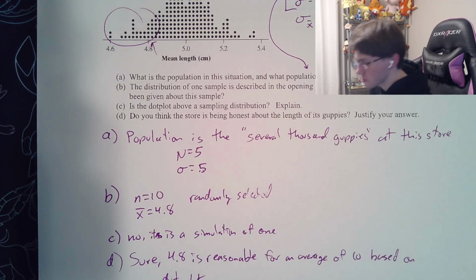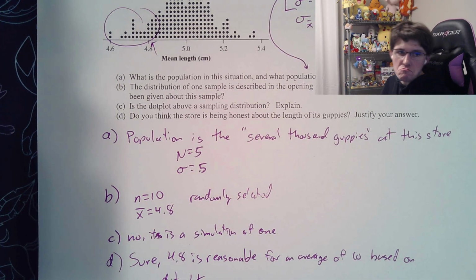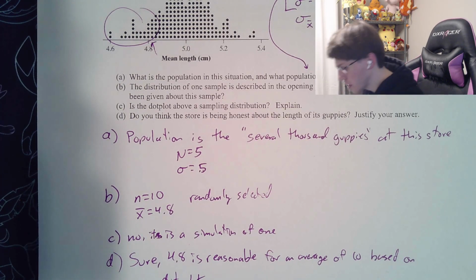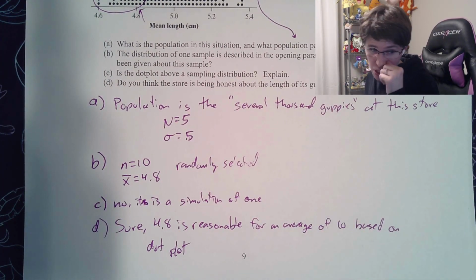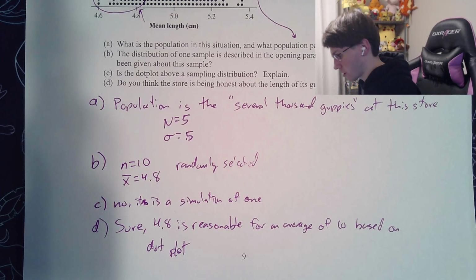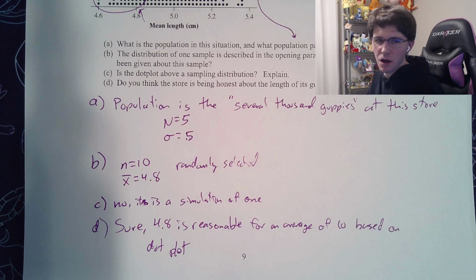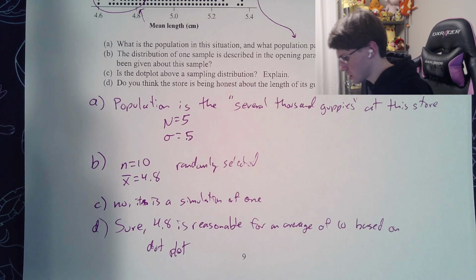Now, if it was an average of 4.6, probably not believing you anymore. 4.7, I'm on the edge here, and actually we're going to learn a statistical method later in the year that's more solid than just, seems good enough to me.